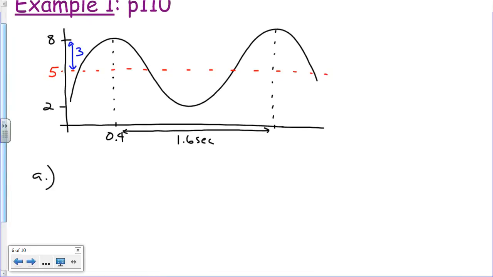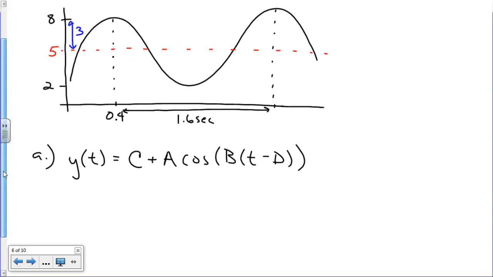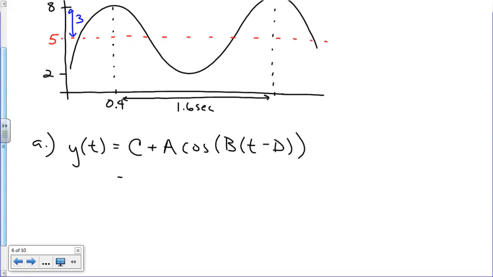All right, so those are the pieces that I need in order to come up with my equation. And they said that y is a function of t, so I'm going to write it as y of t, just to use function notation. I'll go ahead and write the general equation again, and then we'll fill in the details. So it's c plus a times the cosine of b times t minus d. They said to use t here.